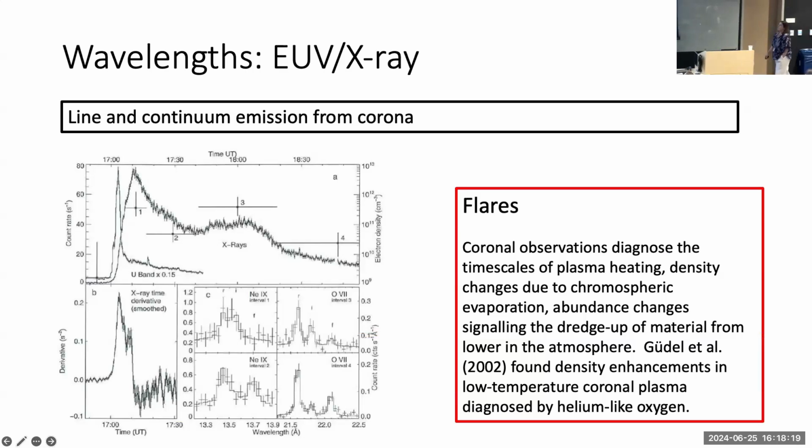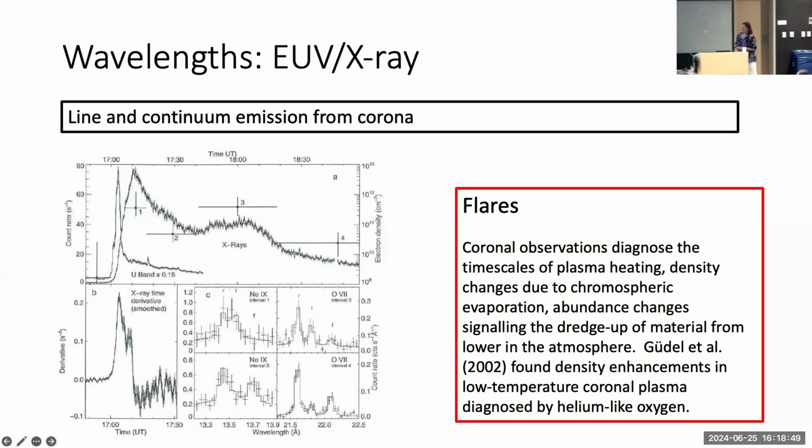Let's go into the EUV and X-ray, and here you're seeing the coronal emission, line and continuum emission. This is a very famous flare observed in Proxima with XMM early on in the XMM mission, where you can see the X-ray light curve. It's very impulsive. When you're looking at the corona, you're looking at the timescales of plasma heating, since this is the hottest plasma that's produced during the flare.